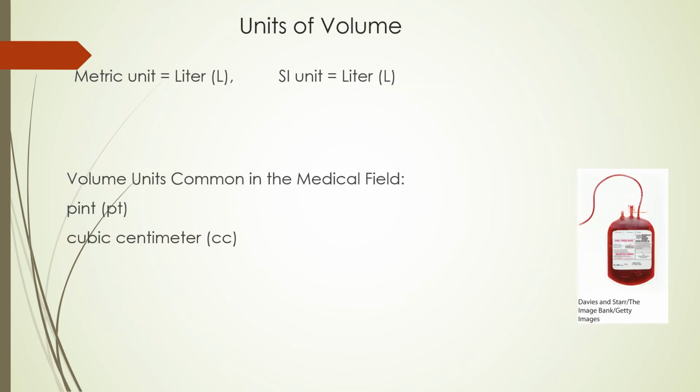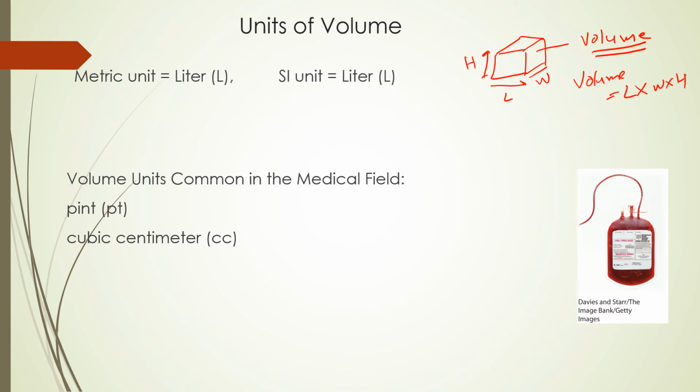Volume is a measure of three-dimensional space. For example, if you have a box and you want to know how much space is there in the box, you will express that quantity in volume. Volume is a measurement derived from the units of length. If you want to know the volume of this box, you would measure the length, width, and height of the box, and the volume can be calculated as length times width times height.